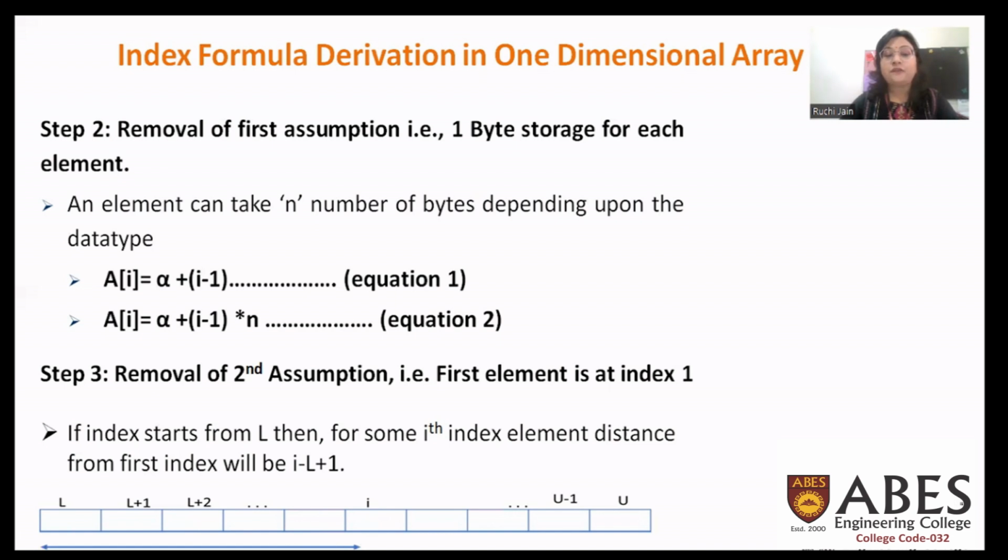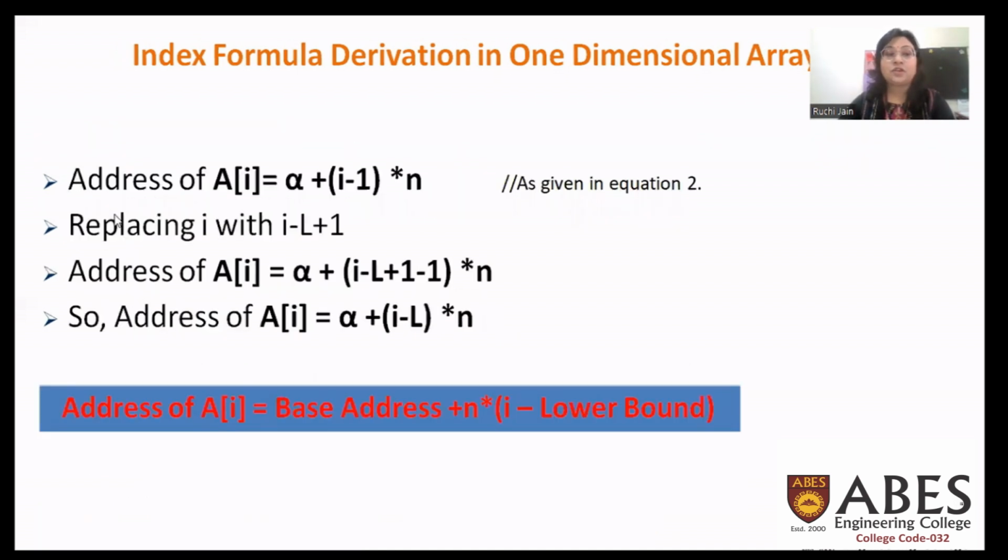After traversing these elements, we move forward to i. That means we reached i. Then the address of Ai becomes, after replacing i with i minus L plus 1, alpha plus (i minus L plus 1 minus 1) into n. The plus 1 and minus 1 cancel each other. Then the formula becomes Ai equals alpha plus (i minus L) into n. That is, address of Ai equals base address plus n into (i minus lower bound).